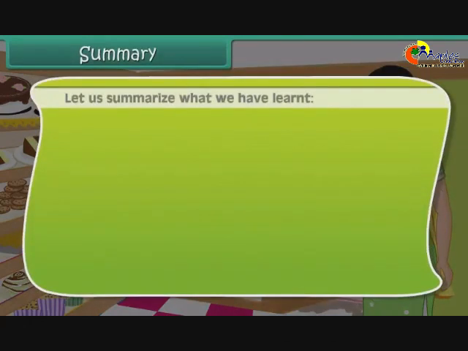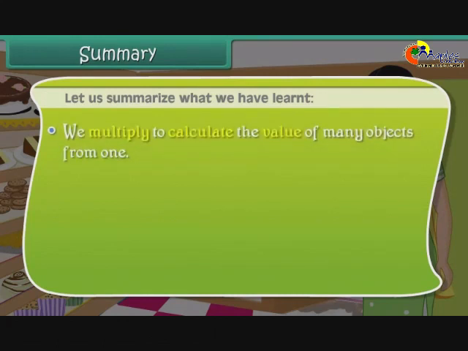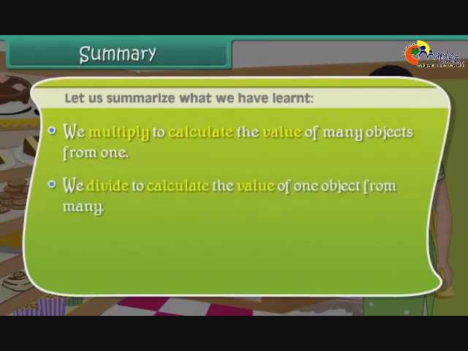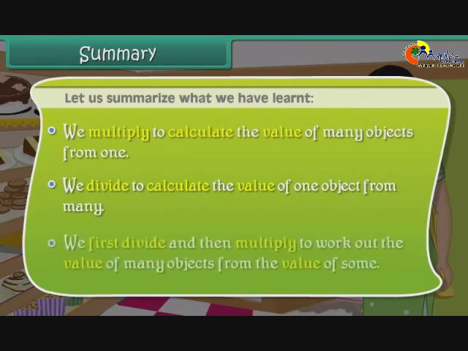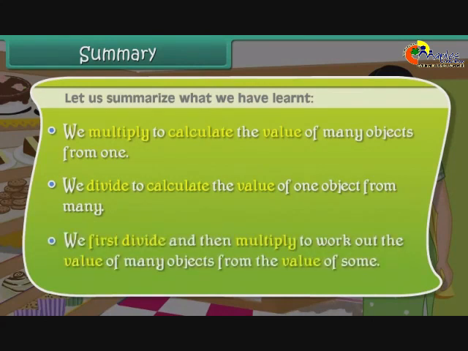Let us summarize what we have learnt. We multiply to calculate the value of many objects from 1. We first divide and then multiply to work out the value of many objects from the value of some.